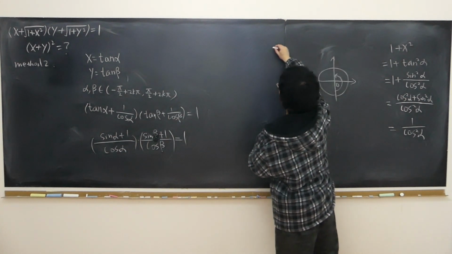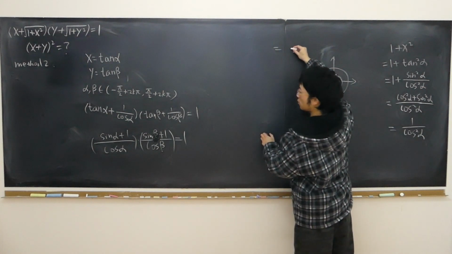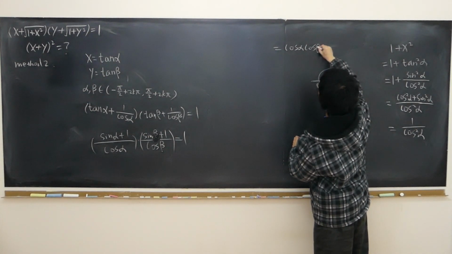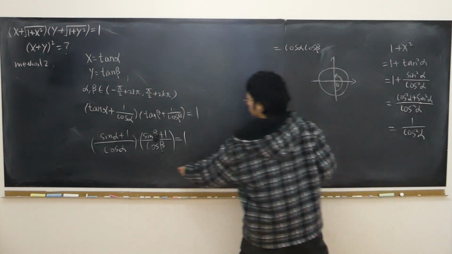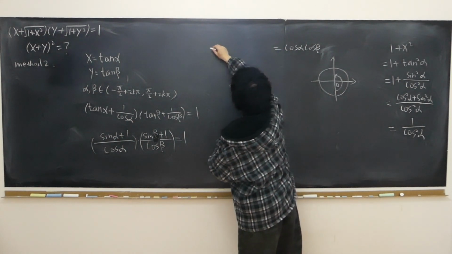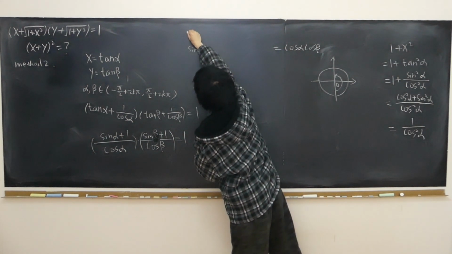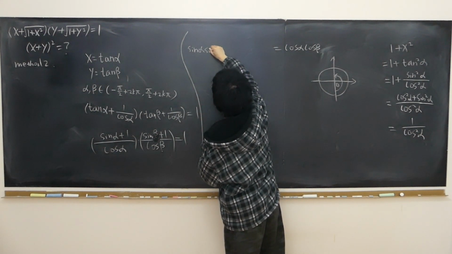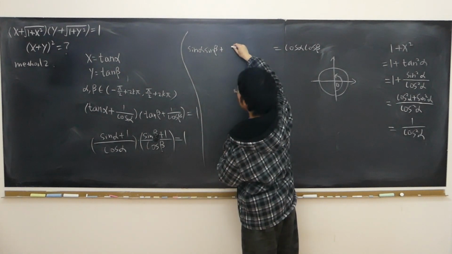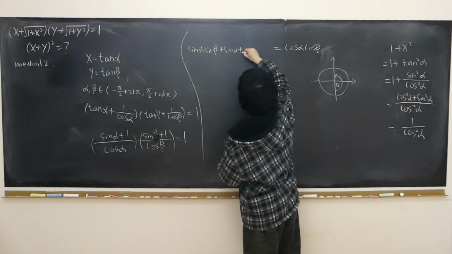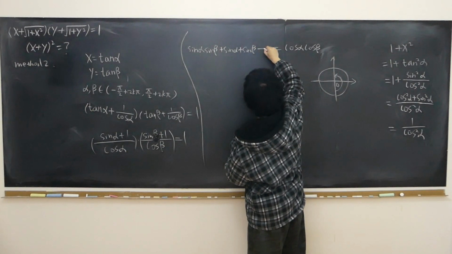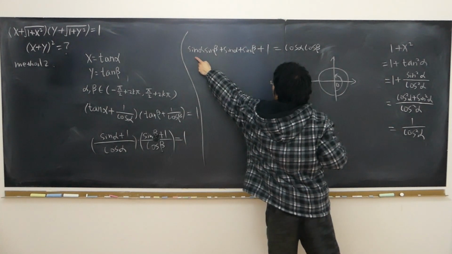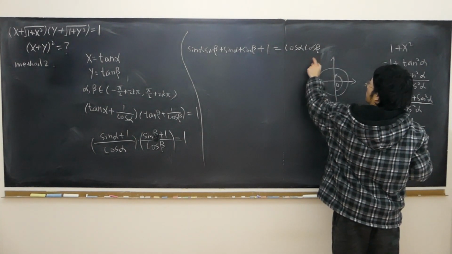So on the right-hand side, we actually have cos alpha times cos beta. On the left-hand side, we have sine alpha times sine beta plus sine alpha plus sine beta plus 1. And we can move the sine alpha sine beta over to the right-hand side. It becomes a minus term.